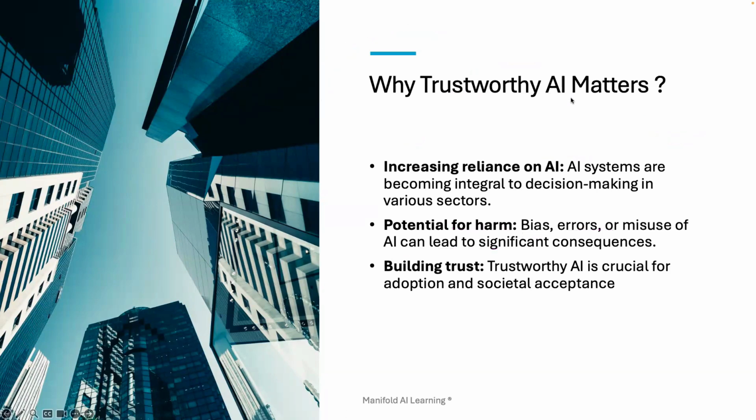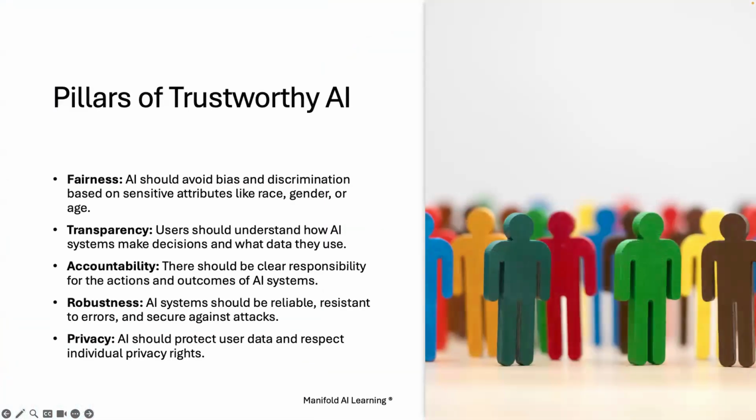So when we talk about building an AI which is trustworthy, there are pillars of this trustworthy AI. Call them fairness, transparency, accountability, robustness, and privacy. Okay, so these are the five pillars of this trustworthy AI.